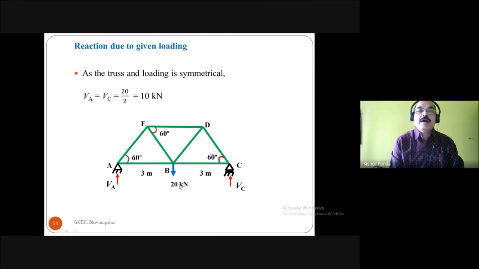This is equal to half of the load. VA is equal to VC, which is equal to 20 by 2, which is 10 kilonewton. As the loading and the geometry are both symmetrical, the reaction at A and C is half of the given load, 20 by 2, so 10 kilonewton.